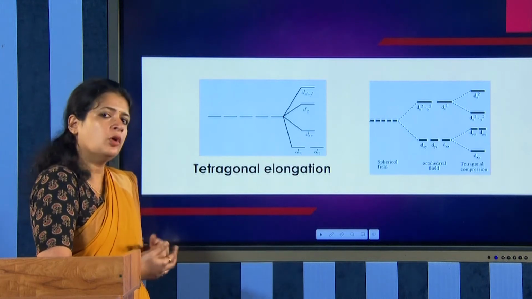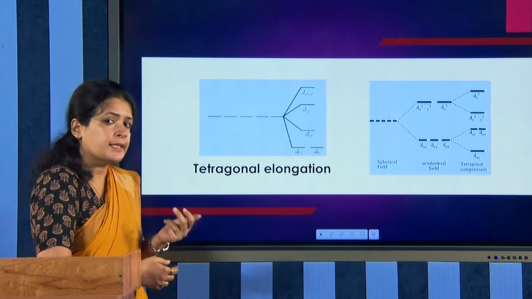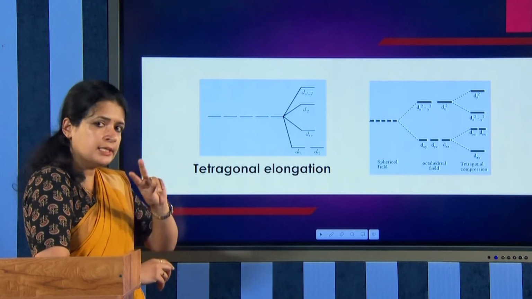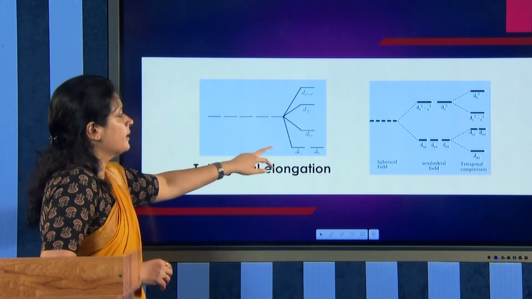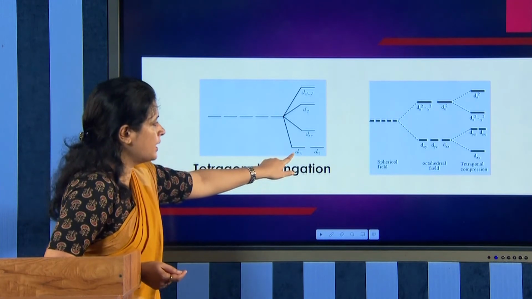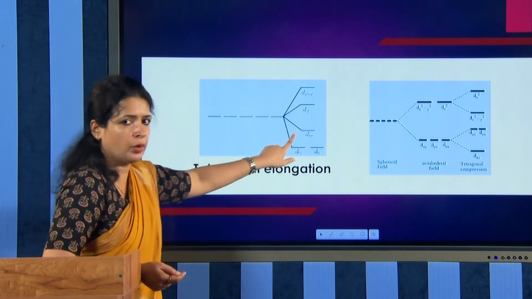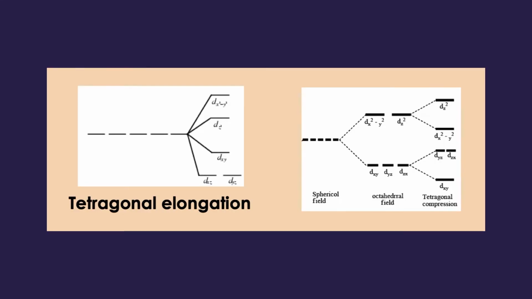So which are the orbitals that lie along the z-axis? It is dxz, dyz and dz square. So these 3 orbitals will be having a lower energy. So this is the crystal field splitting. Here in this case you can see that these are the T2G orbitals. How many T2G orbitals are there? We have 3 T2G orbitals, that is dxz, dyz and dxy.